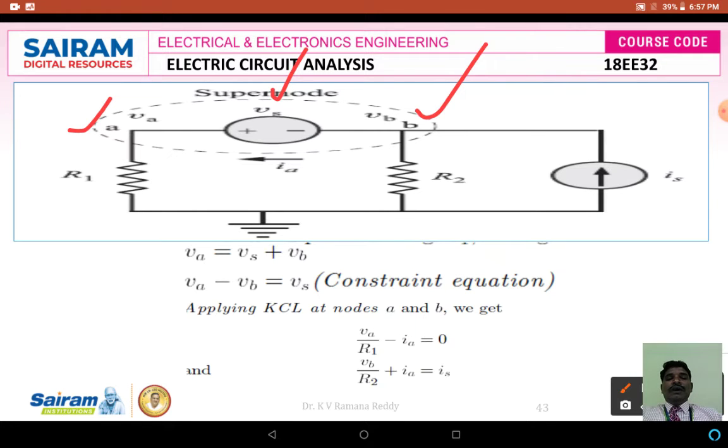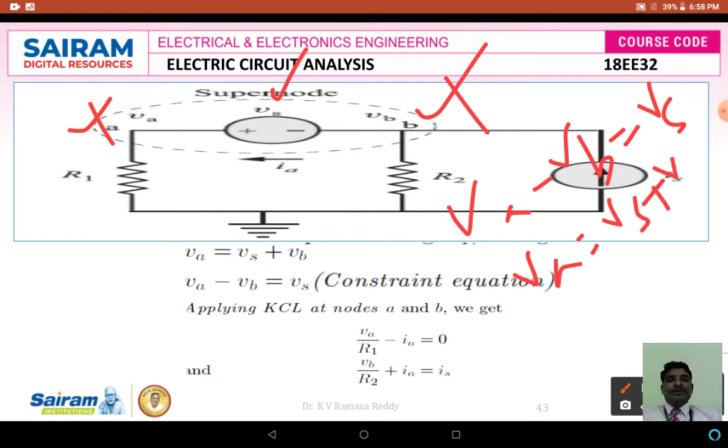So whenever there is a case like this, that means whenever there is a voltage source between the two unknown nodes, here VA and VB, then immediately we have to apply supernode analysis. Here the supernode analysis equation becomes VA minus VB is equal to Vs. If VA minus VB is equal to Vs, then we can write that VA is equal to Vs plus VB. This is the equation we wrote here, VA is equal to Vs plus VB.